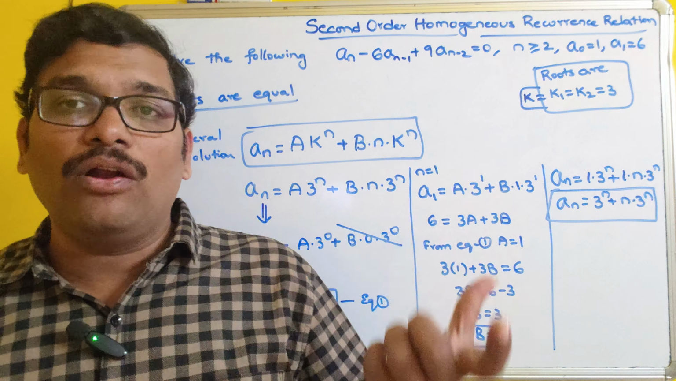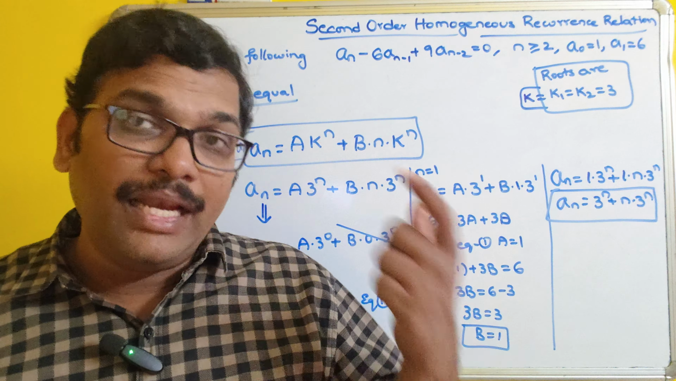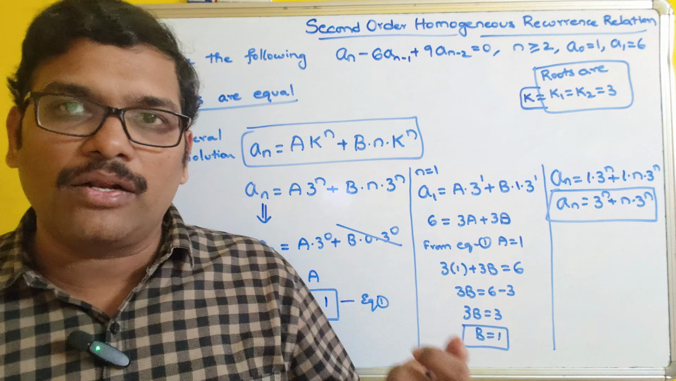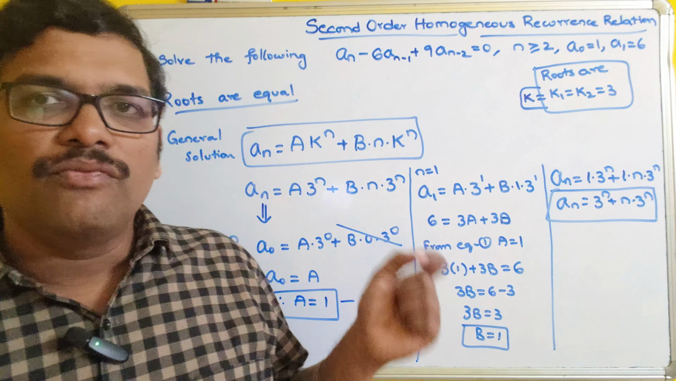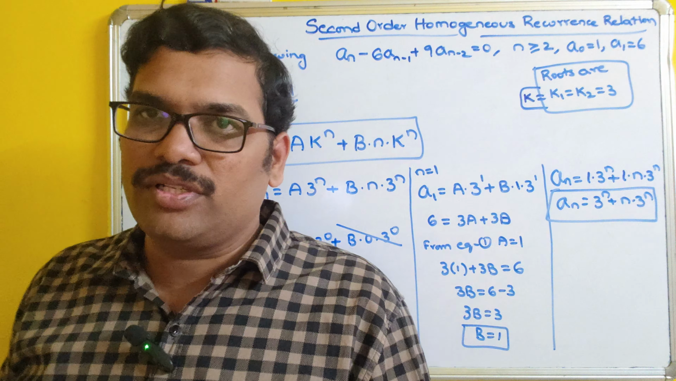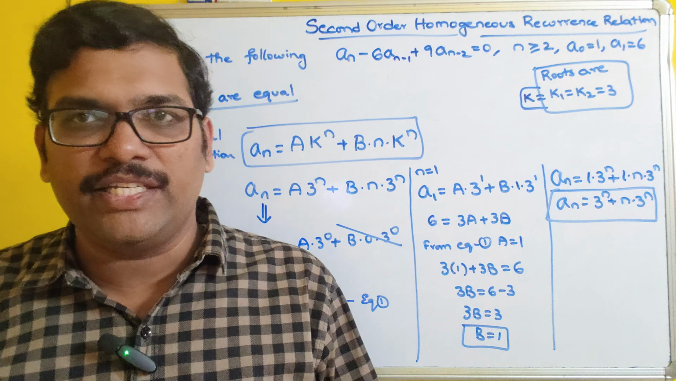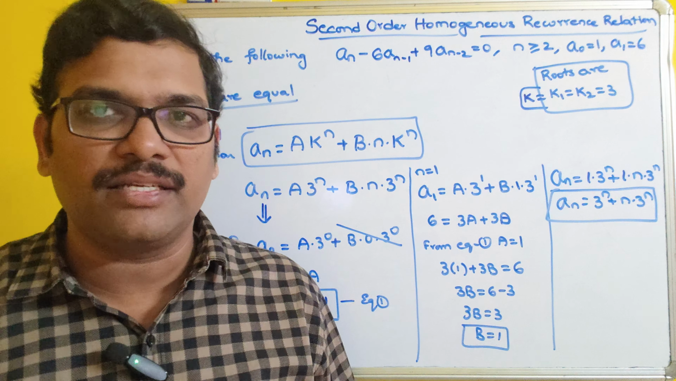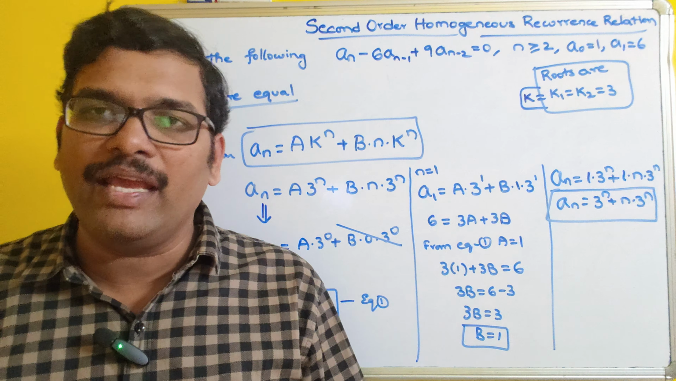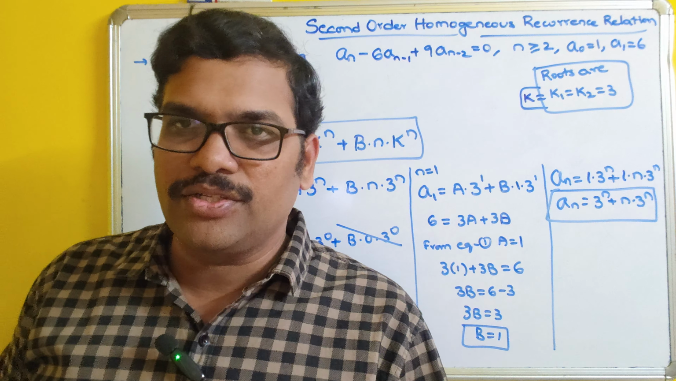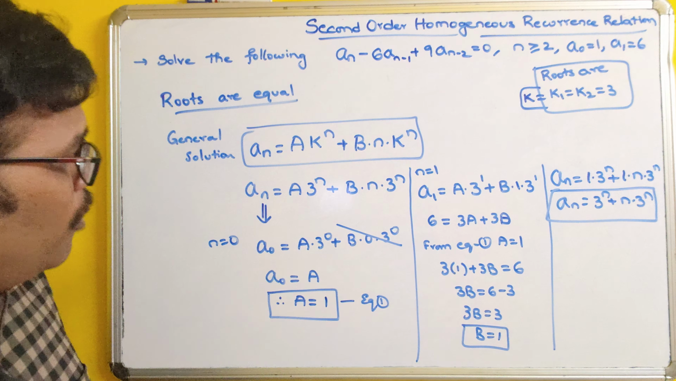If you go with the third order, we'll have three roots. Third order homogeneous recurrence relation will have three different roots. So that we'll see in our next session. Third order homogeneous recurrence relation is also called a higher order homogeneous recurrence relation. Right? So hope you understood.